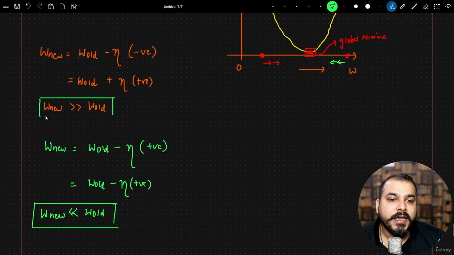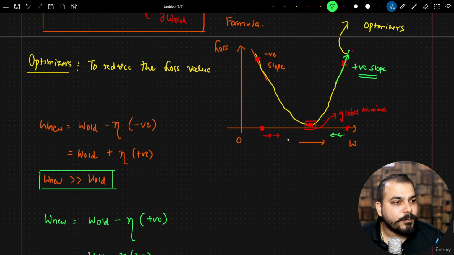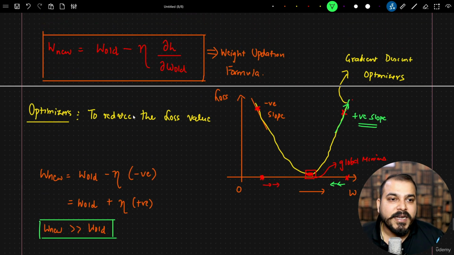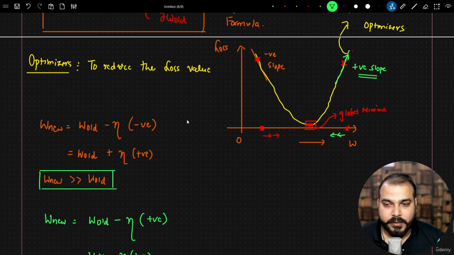And at the end of the day, my main aim is to come to this point, right? So definitely this weight updation formula will work. Okay, this is super important. Then what will happen? Let's talk about the next point, this one, the learning rate. This is super important, learning rate.